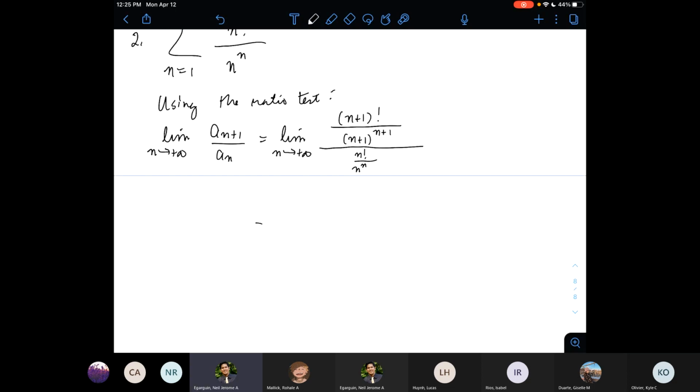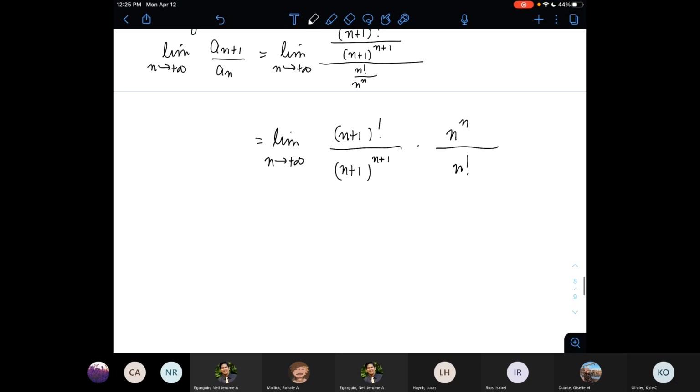Now I'll write the complicated fraction as a multiplication. So I'll have n plus 1 factorial all over n plus 1 raised to n plus 1 times the reciprocal of this divisor. So I'll have n to the n all over n factorial. And I hope by now you are familiar with manipulating factorials, right? So this is n plus 1 factorial. This is n factorial. So what will be left after cancellation? Do you guys remember what happens there?